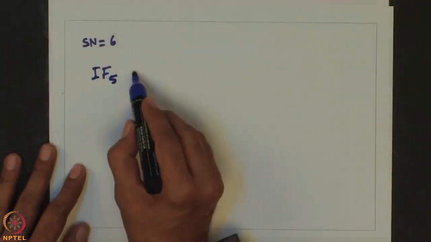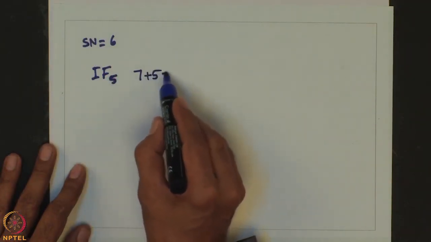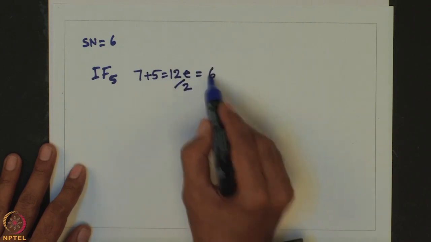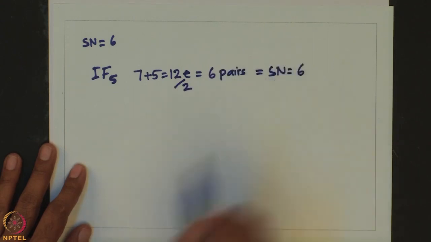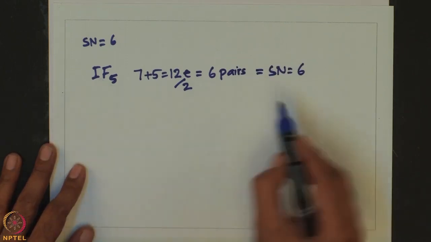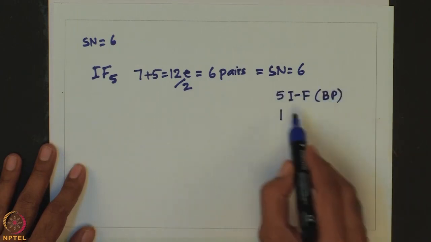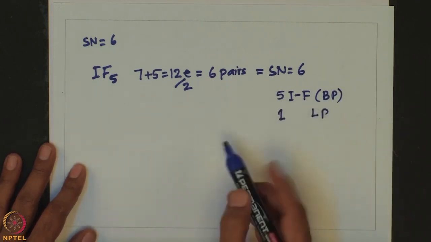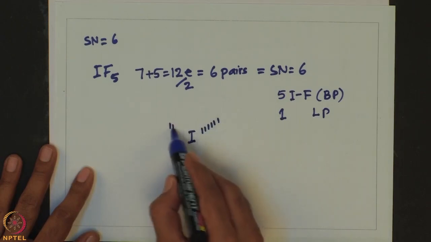Now let us look into IF5. In case of IF5, the central atom is I, giving 7 electrons, and then each F is giving 1 electron, so it becomes 5. So totally we have 12 electrons, which is equal to 6 pairs, that is our steric number is 6. So now out of this one we have 5 I-F bonds, that is bonded pairs, and then 1 lone pair will be there. So geometry is octahedral as usual, because the steric number is 6.